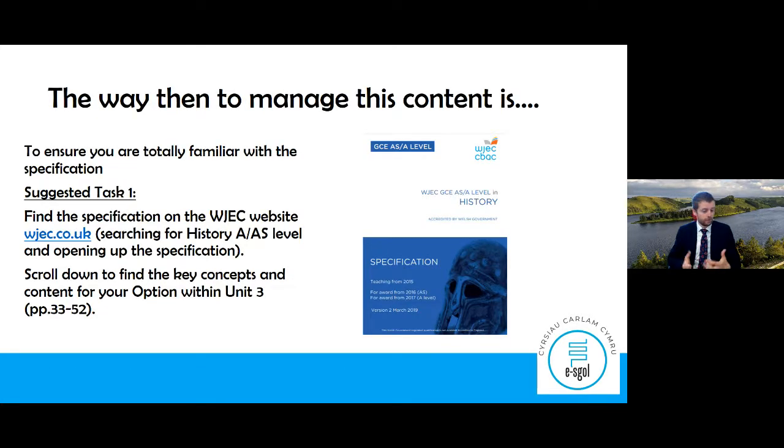So what I'm going to do now for the next section is run through with you suggested tasks of the ways that you could manage this content. Ways in which you can apply those key concepts we've just looked at to manage this content and help prevent yourself from being overburdened by at least 100 years of history covering at least 2 themes.